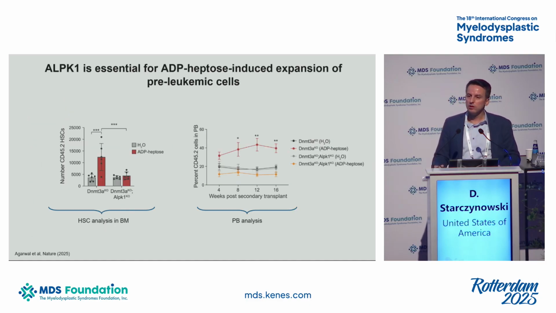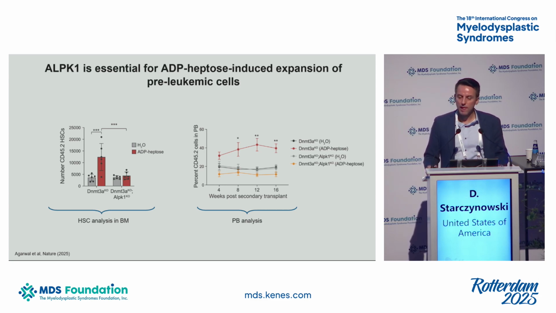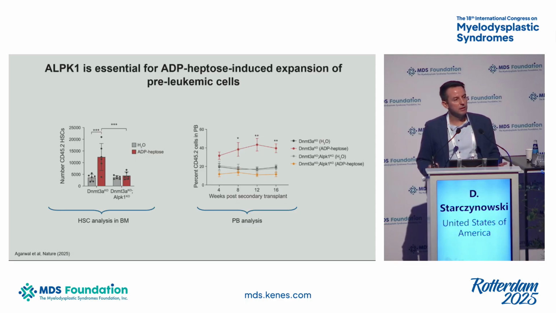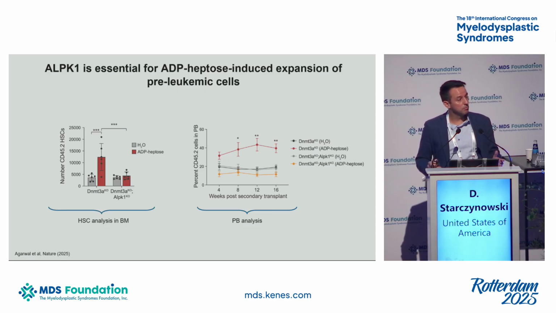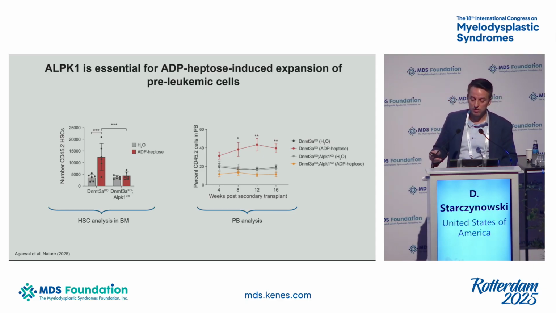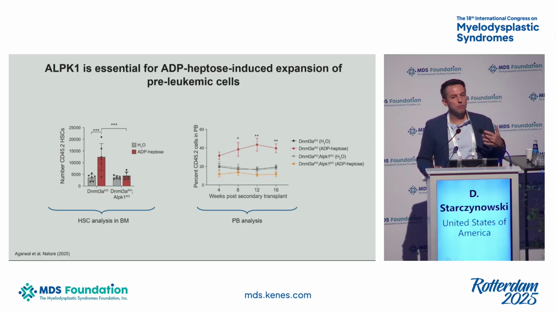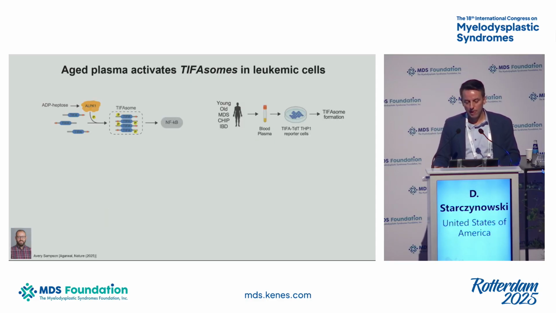So we did the essential genetic rescue experiment where we eliminated ALPK1 from the DNMT3A mutant pre-leukemic cells and found that these cells are now completely unresponsive to ADP heptose-induced expansion. You can see the complete loss of the stem cell expansion capacity, not only in the bone marrow, but also in terms of their competitive fitness advantage. So ALPK1 is essential for these pre-leukemic cells to sense and respond to circulating ADP heptose.